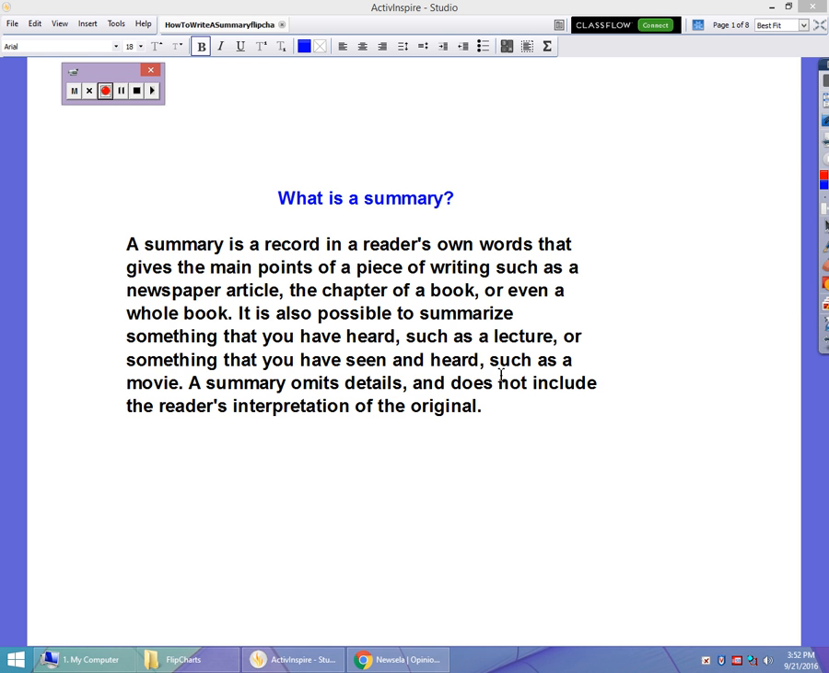So today we're going to be discussing what is a summary. We're going to go over what's included in the summary, and we're even going to look at an example. So let's start out with what a summary is.